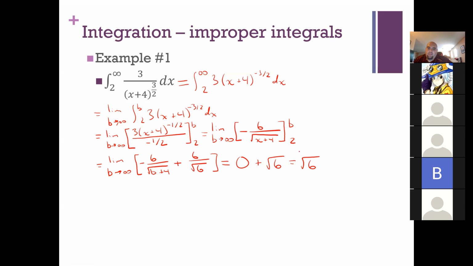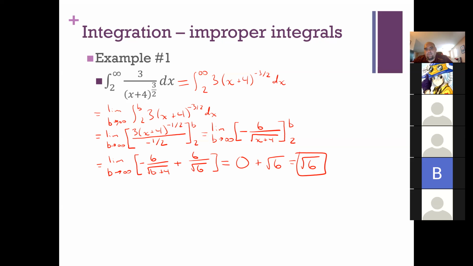So those of you who thought this was going to converge, it did. So we have a final result of this integral as being the square root of 6, which if we relate this back to the p-series, what's the value of p with this original function here? Three over two. 3/2? Yep, we have 3/2, and that is bigger than 1.